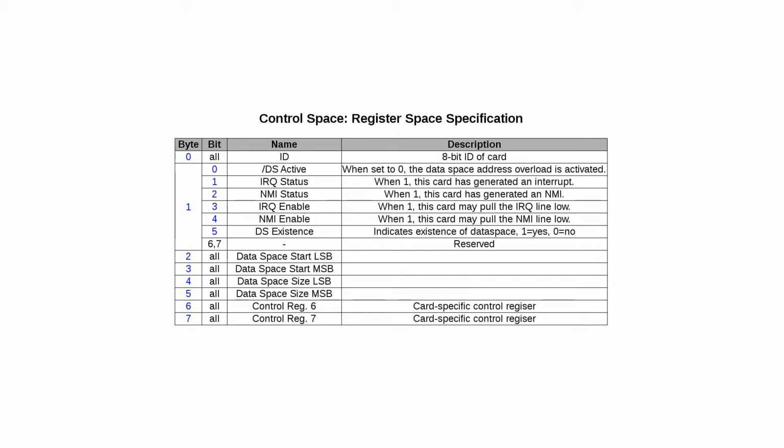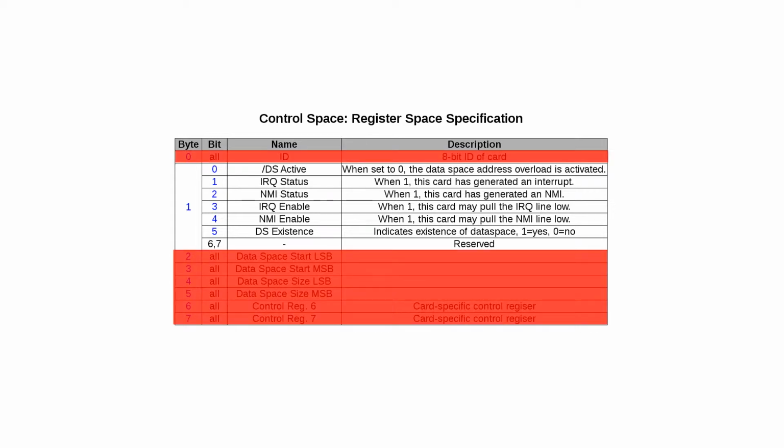The control space is also limited. We will only implement a very small subset of the specification. If you haven't seen the specification episode 4, I suggest you go back and have a look at that. We will skip the identifier, as well as the start and size of the data space, and there is no need for card-specific controls, so only byte 1 is of interest here.